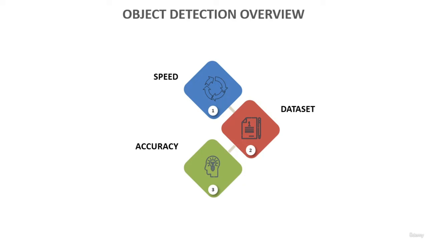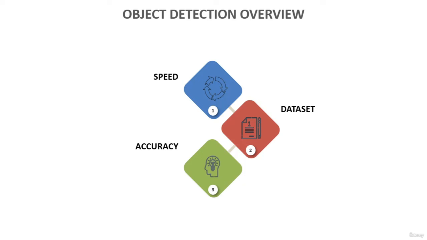Why do we need to use object detection models? Well, the aim of an object detection model is to localize the objects present in an image and at the same time classify them into different categories. Let's now spend some time to understand what are the key attributes of these models that differentiate them from one another. The first one is computing power or speed.